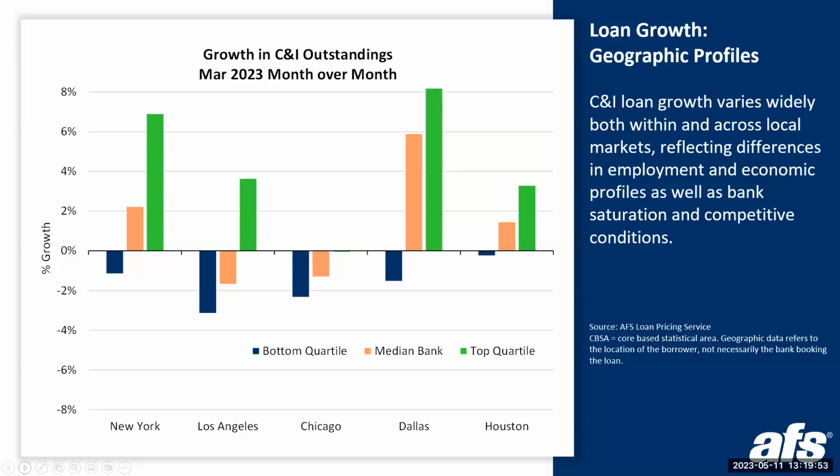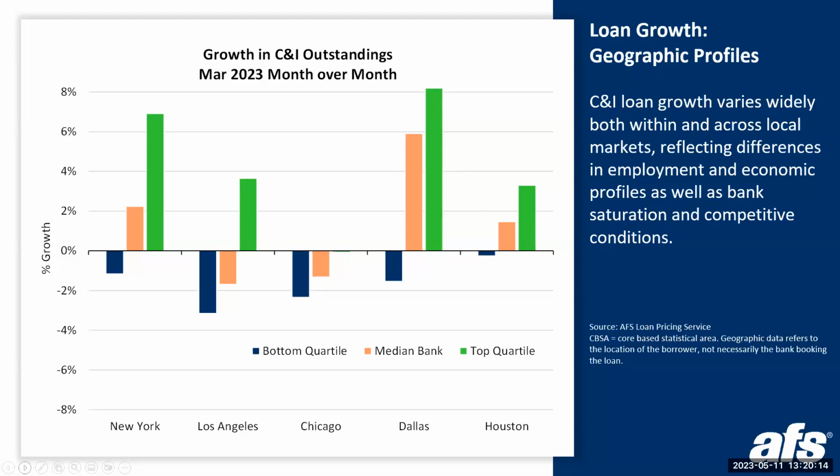Interestingly, while pricing dispersion tends to be more narrow in major metropolitan areas versus rural areas, growth rates tend to vary more in the bigger cities. Take Los Angeles, for instance. While the median bank was down for the month of March, another bank realized double-digit loan growth on an annualized basis.